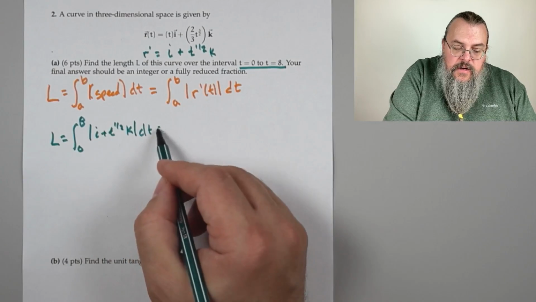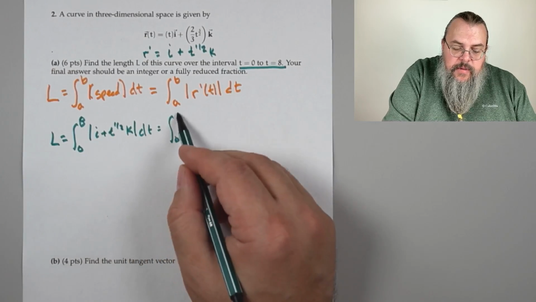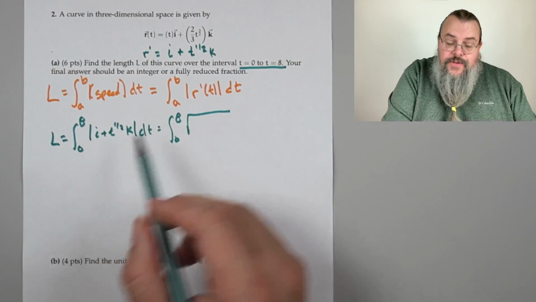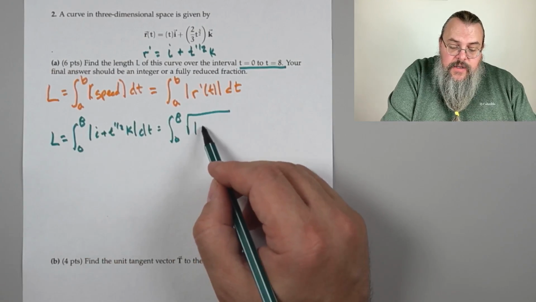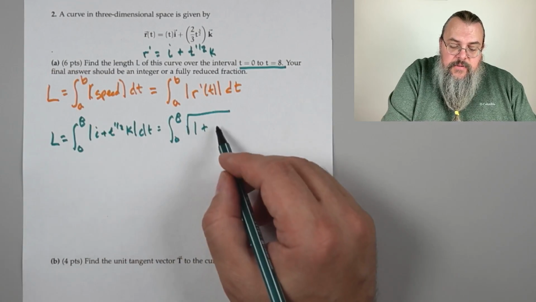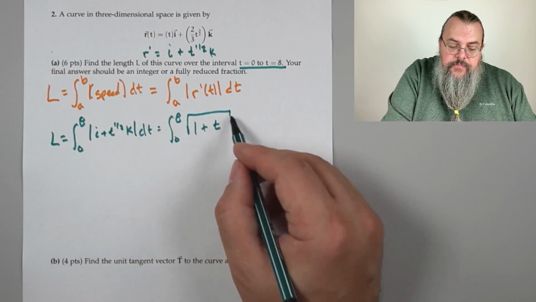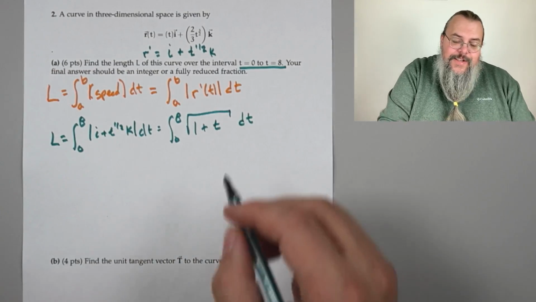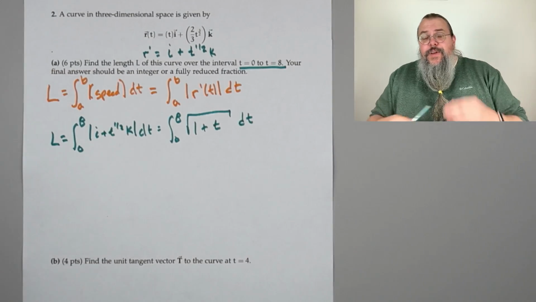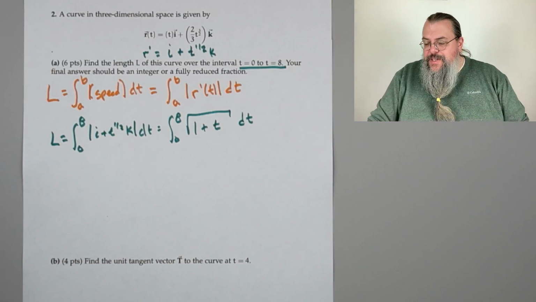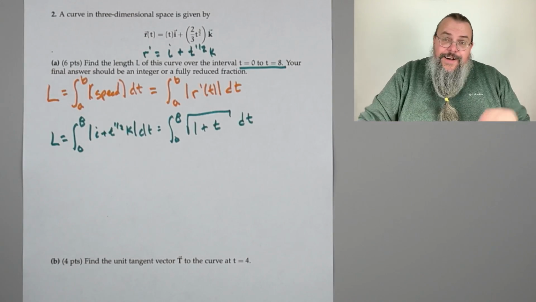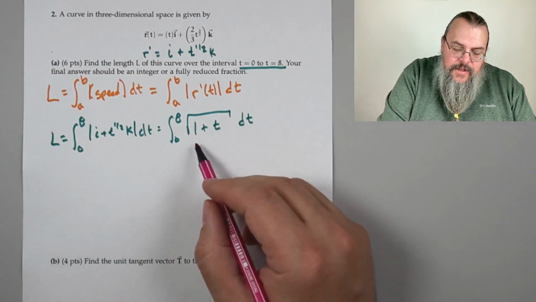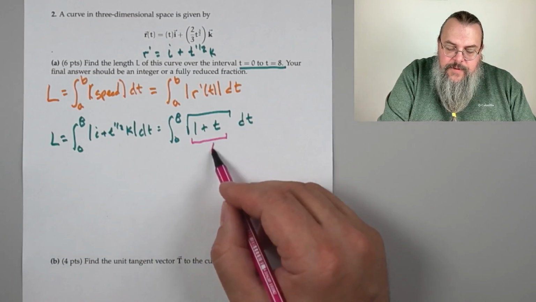Well, to find the magnitude, it's the square root, and you square each entry. So 1 squared plus t to the 1/2 squared, which is t. And say, all right, good. So now you just have to integrate that. Well, okay, let's do this a little bit slow motion. Normally I would just say, aha, this is going to be da-da-da, but we'll go ahead and do it a little slowly. Why not? We have time.